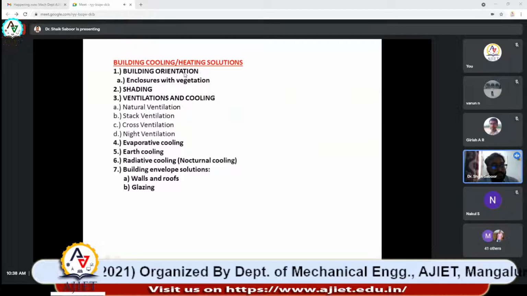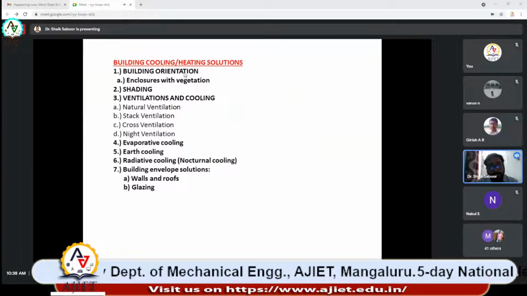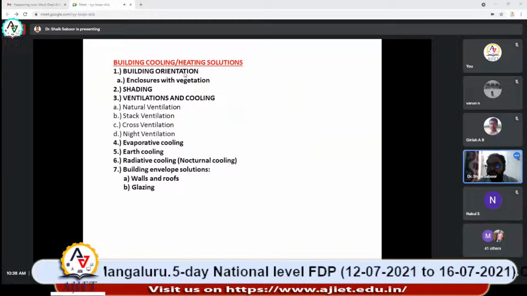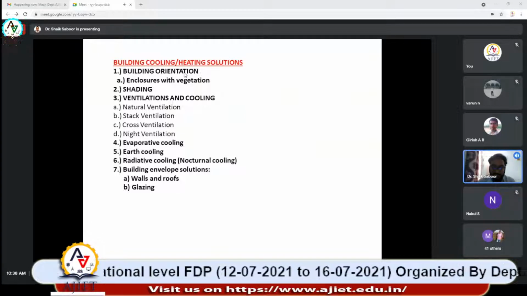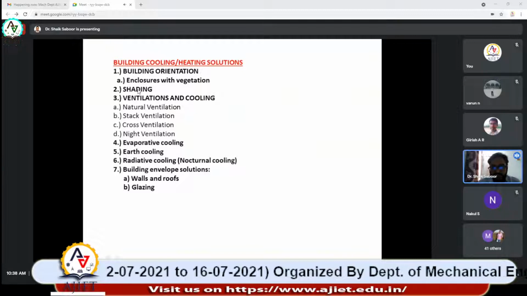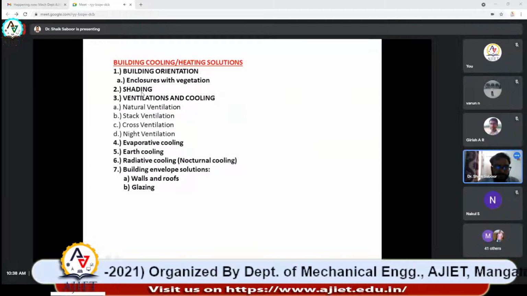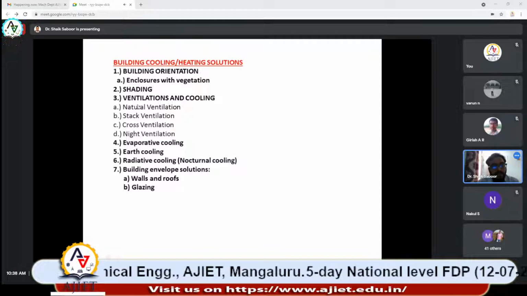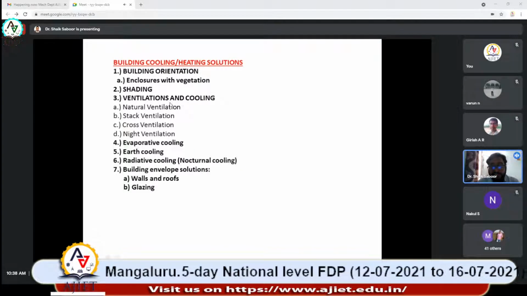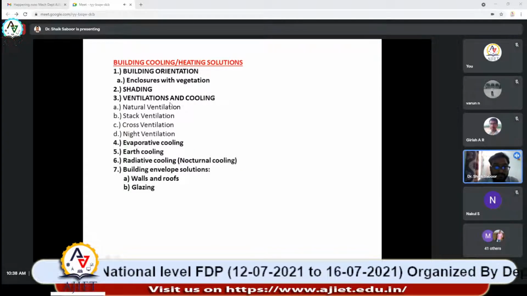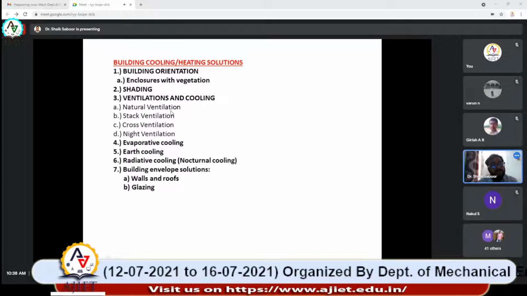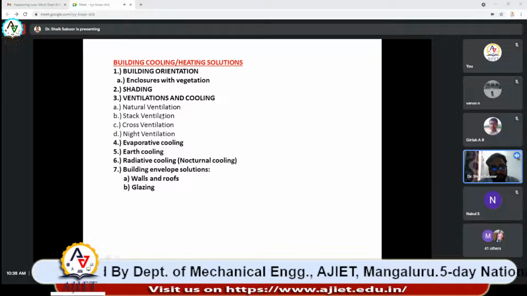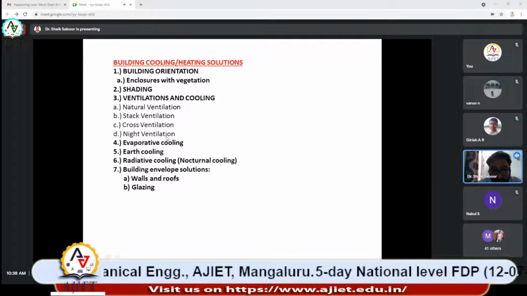How are you placing the walls? How are you placing the windows? That actually plays a very important role in controlling the heat gain into the building or heat loss from the building. Then the shading, how are you able to give shading to your glazing systems, especially the windows? And how do you have ventilation systems for your houses? That also plays a very important role. Here we have various types of ventilation: natural ventilation, stack ventilation, cross ventilation, and night ventilation.